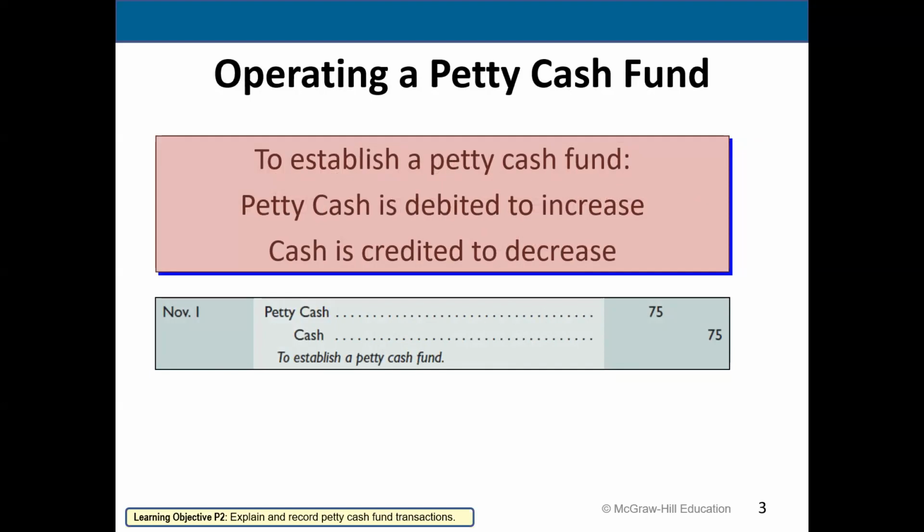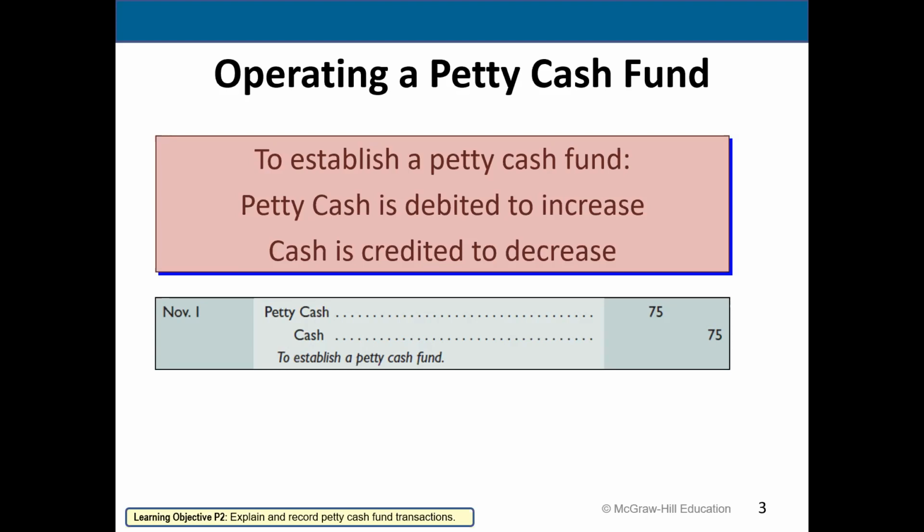So when you set up a petty cash fund, you're going to increase petty cash, so you'll debit the asset, and you're going to decrease cash from your operating account, so you'll credit cash. So now on our balance sheet, we have a petty cash fund. And then what you'll do is you'll do that by writing a check to petty cash. You'll go to the bank, cash the check. You come back to the office. Now you have $75 in a locked box so that you have cash there that you can spend.